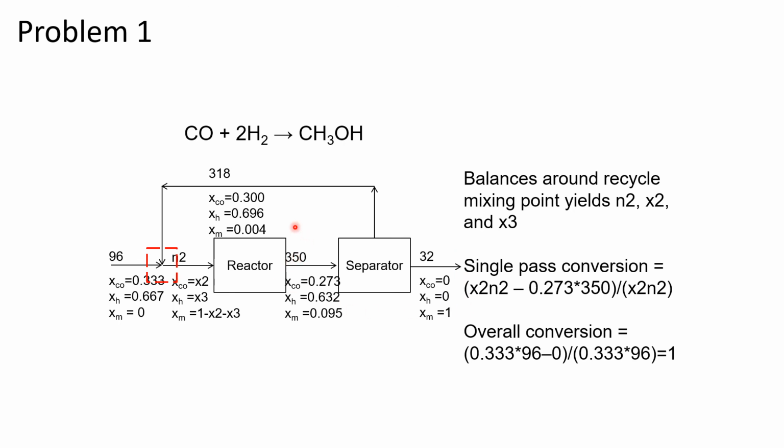However, when you do the calculations for the reactor, the single pass conversion calculations here, what you're going to find is that single pass conversion is less. Why don't you take a moment and do that? Solve the mass balances around the mixing point there for X2, X3, and N2, and then calculate the single pass conversion.